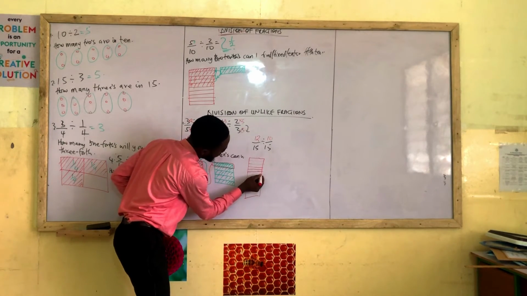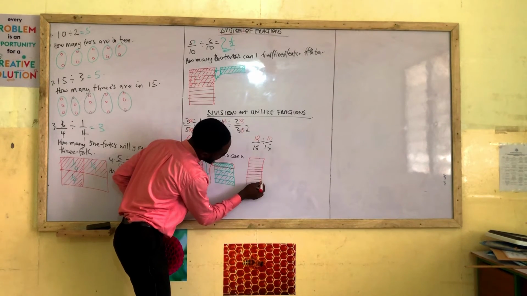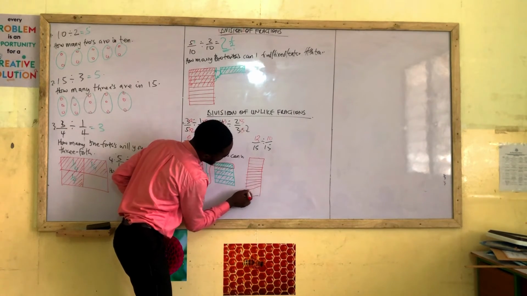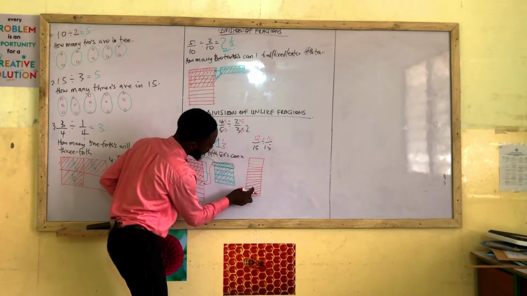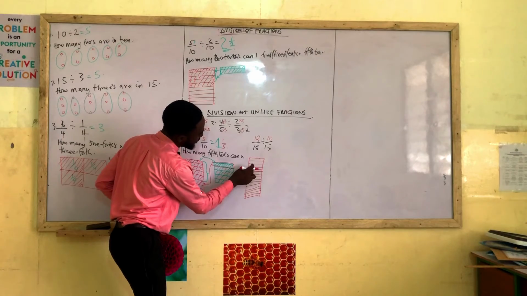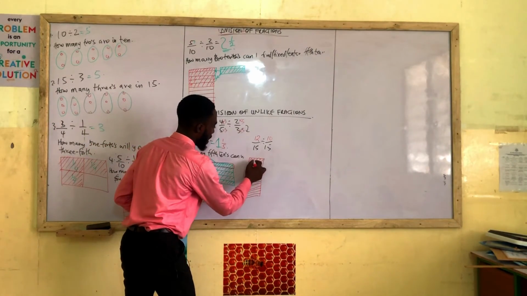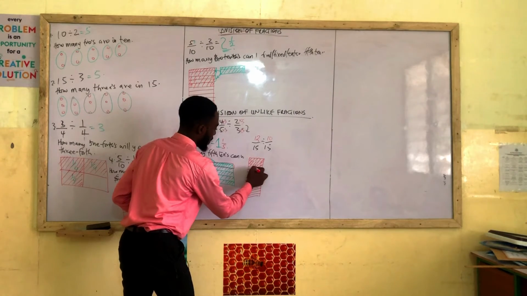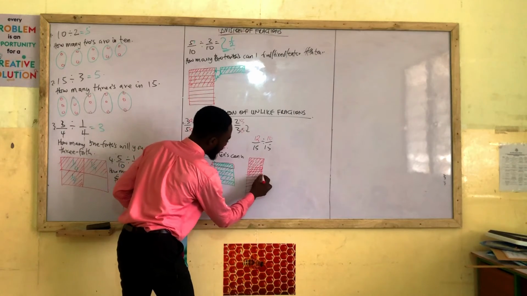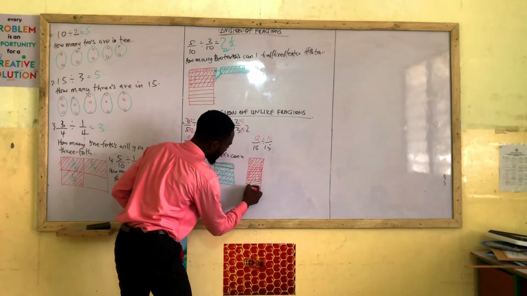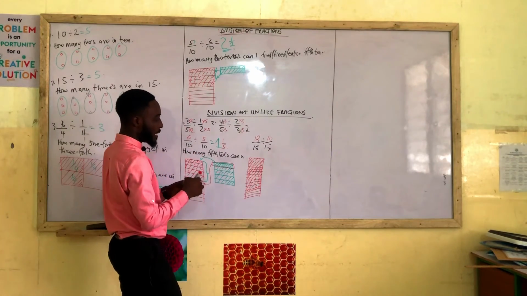Then this part, how many? 5? Yes. 1, 2, 3, 4, 5. Then this last part, 5. 1, 2, 3, 4, 5. So altogether 1 to 15. Okay, so we have 12/15. 1, 2, 3, 4, 5, 6, 7, 8, 9, 10, 11, 12. Okay, then we have 10/15.